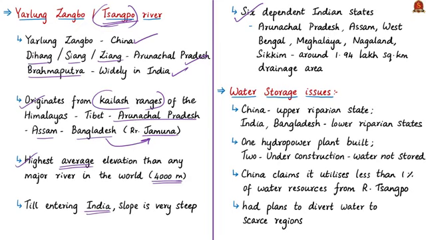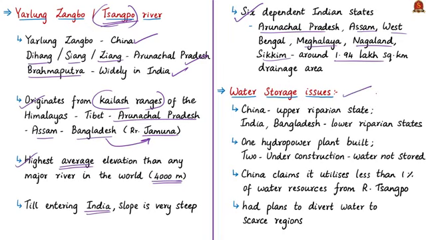They are Arunachal Pradesh, Assam, West Bengal, Meghalaya, Nagaland and Sikkim. A total of around 1.94 lakh square kilometers of drainage area in India is based on Brahmaputra. This amounts to around 6% of the total geographical area of our country. Now, these are the few facts about the Yarlung Tsangpo river, also the Brahmaputra river as it is known in our country. Now, let us see the water storage issues in the river in its Chinese part.